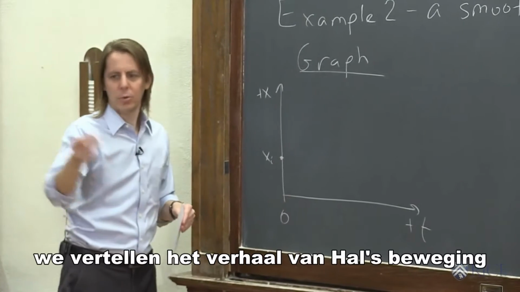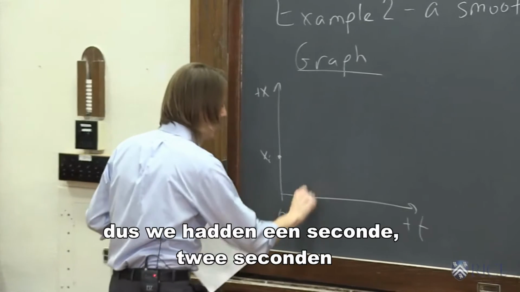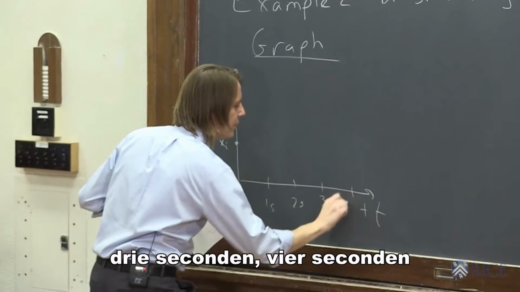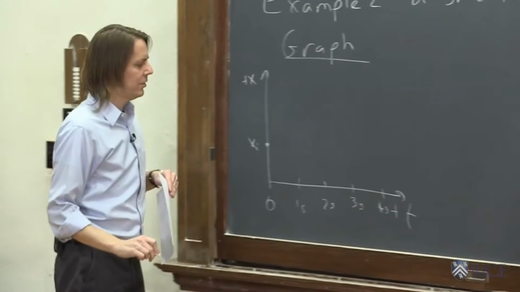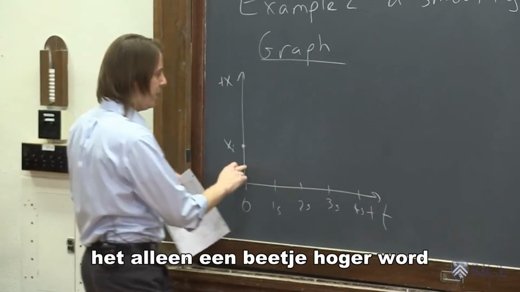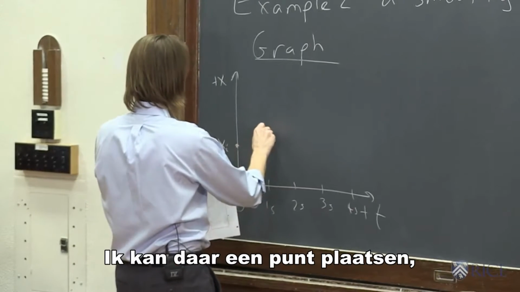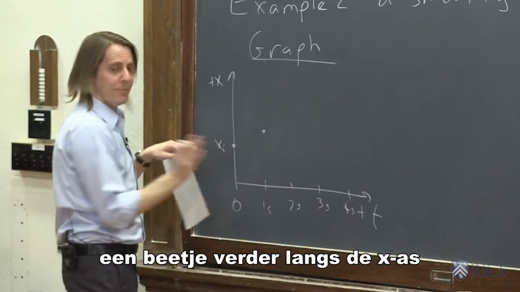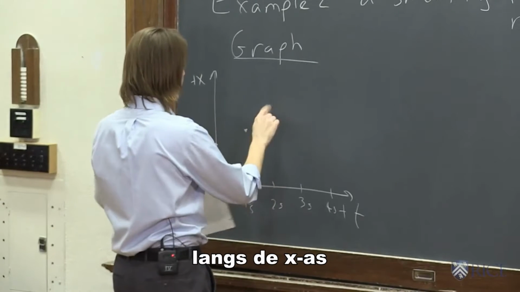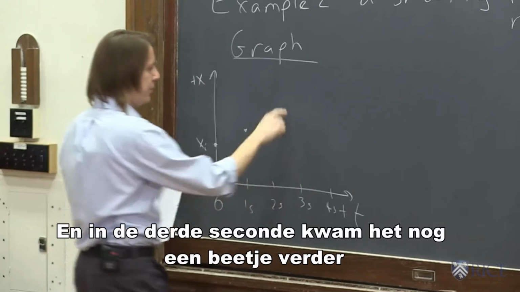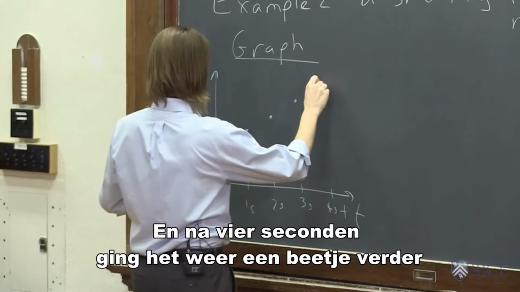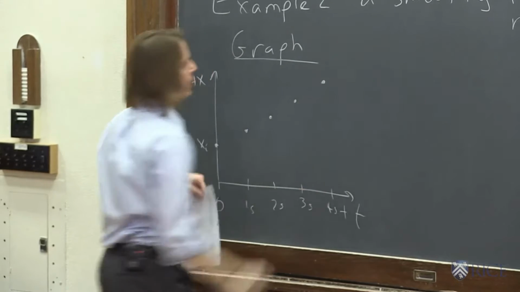And then you could think, we're telling the story of Hal's motion. So we had 1 second, 2 seconds, 3 seconds, 4 seconds. And if we were to plot where it went, we know that in time from 0 to 1, it got a little bit higher. Right? So I could put a mark there, a little bit farther along the x-axis. And in another second, it got a little bit farther along the x-axis. And in a third second, it got a little bit farther. And after 4 seconds, it got a little bit farther.